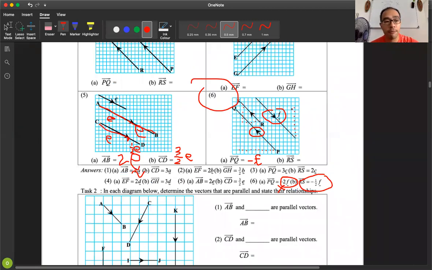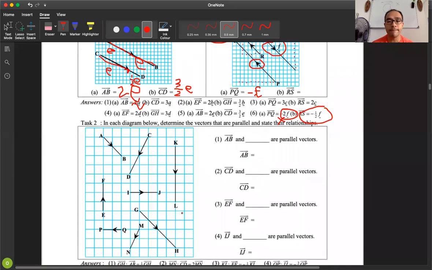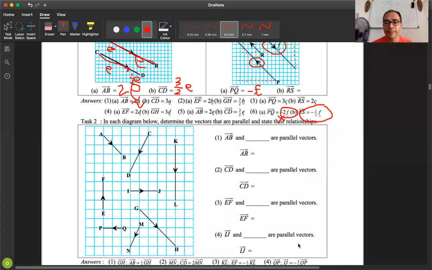By and by we will get there. Okay, the next one is parallel vectors.